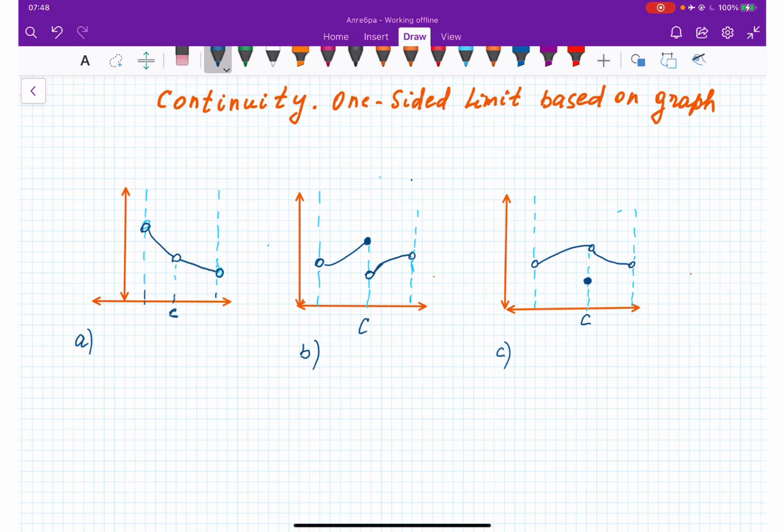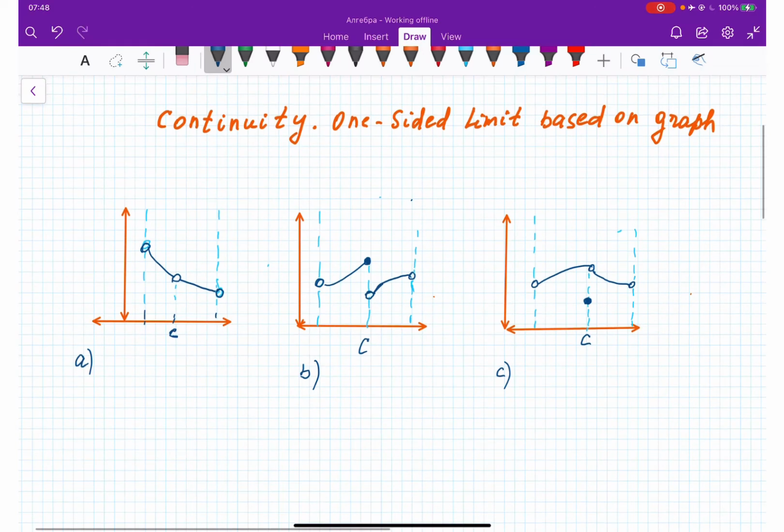The topic of this video is continuity. We will discuss continuity on open interval, continuity on closed interval, and then based on graph, we will identify one-sided limit. In my previous video, I already discussed or solved the problem of one-sided limit algebraically. Now we will do it by graphing.